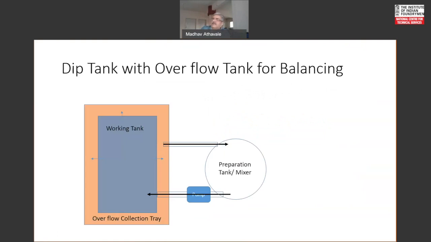Another sketch here where you have a working tank. This is sort of a top view, where after the dipping of the core, some overflow will take place, which goes into the collection tray, and the overflown coating goes into the preparation tank or a mixing tank, where the consistency will be adjusted and it will be pumped back into the working tank.